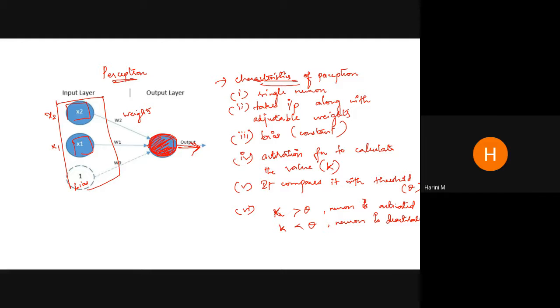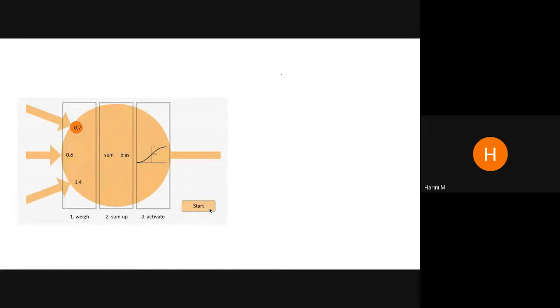Now we'll look at exactly what this activation function and the calculation done in the neuron are. Now look at this simple example. This is a circle, the unit that we've been talking about. These are your inputs. For example, let's say this is your x1, this is your x2, and this is your x3 value. We have weights here: 0.7 is the weight for x1, 0.6 is the weight for x2, and 1.4 is the weight for x3.